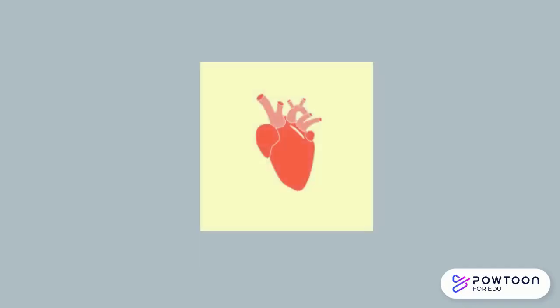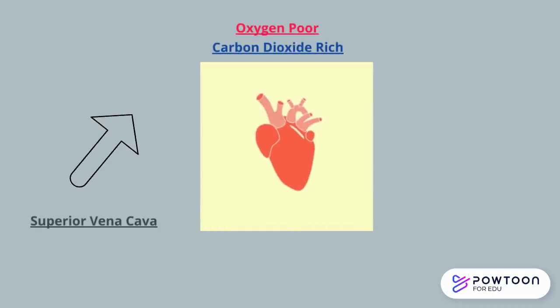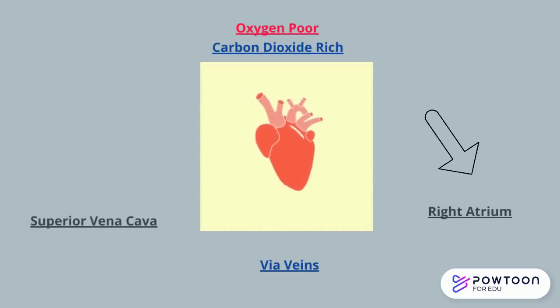As blood flows from the rest of the body to the heart, it uses the veins known as the superior and inferior vena cava. These veins will carry the oxygen-poor and carbon dioxide-rich blood from the rest of the body into the right atrium of the heart.